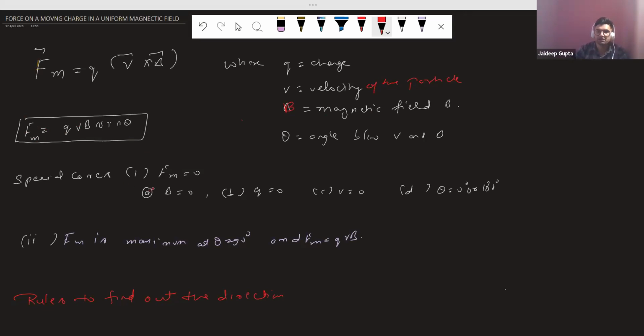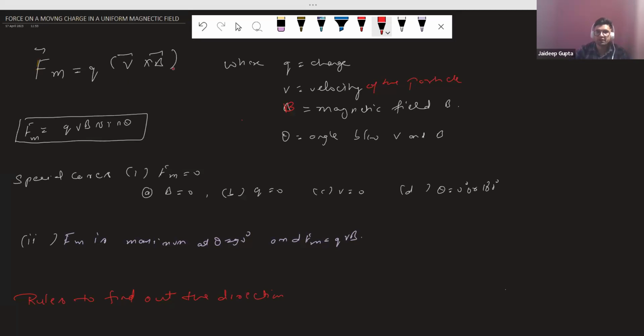Now there are two cases. First is F_M equals zero. When do we say the magnetic force experienced by an electric charge is zero? Either the magnetic field is zero, or charge is zero, or velocity is zero, or the angle between them is theta, that is theta zero or 180. Zero means the particle moves parallel to the magnetic field, or anti-parallel in case of 180 degrees.